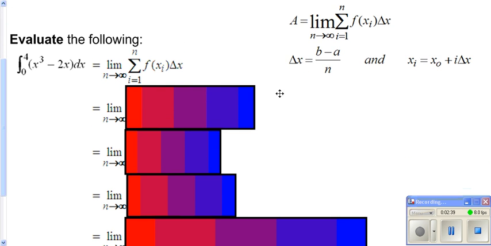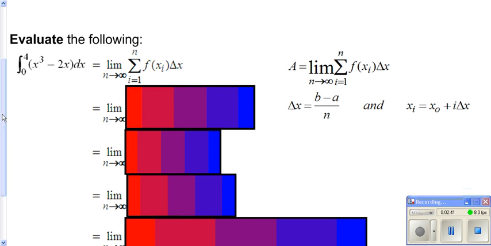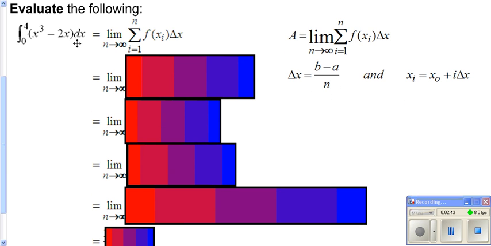So let's go ahead then and take a look at evaluating this definite integral using Riemann sums. Remember that since we need to use these formulas, b is always your upper bound, so for delta x, we get b minus a. Sorry about that, I messed up. Okay, so we'll get 4 minus 0, where a is the lower bound, over n. So we get 4 over n for delta x.